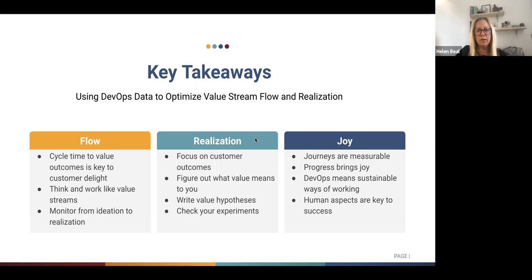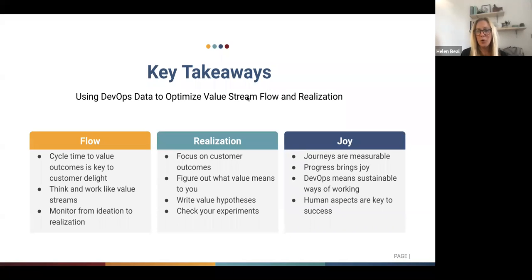So in summary, from a flow perspective, cycle time is to the value outcomes. So how long does it take your customer to realize and experience the value of the new feature that you provided them with? Getting those to them quickly is really key to customer delight. So the advice is to think and work as value streams and monitor from idea or ideation to realization. So the realization part really focus on those outcomes as well. So what was actually experienced by the customer. Figure out what value means to you, because it can mean very different things to very different organizations and businesses. But whatever it is, make sure that every time you do a piece of work, you hypothesize about what value that's going to bring, and you check. So be scientific about it and run experiments.